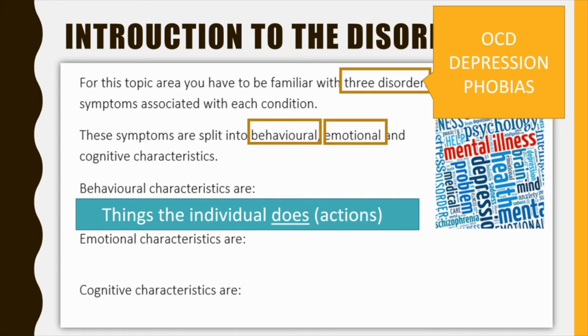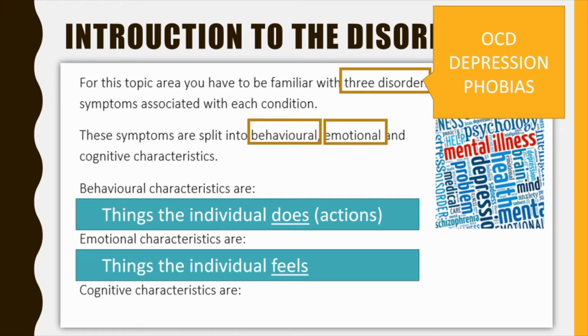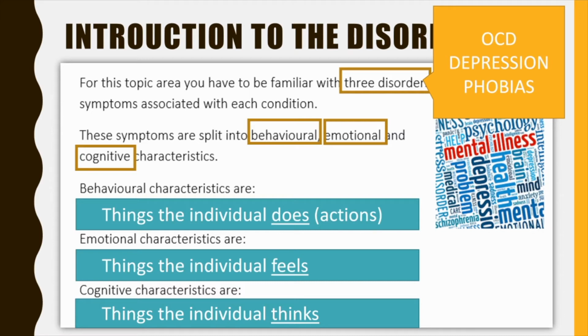Emotional characteristics are things that the individual feels. Obviously, we know what emotions are. It's any feeling that you're experiencing. So behavioural is your actions, the things that your illness makes you do. Your emotional characteristics are the things that your illness makes you feel. So the cognitive characteristics, we should know this one already, are the things that the individual thinks.